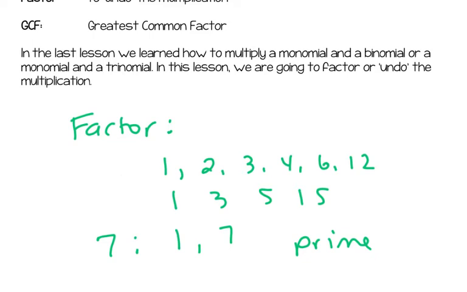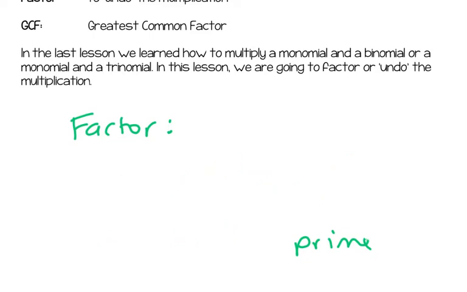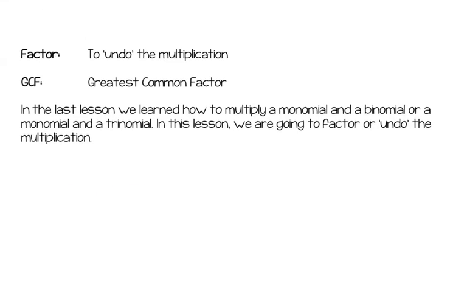And in algebra, we also start talking about factor as a verb. When we talk about factoring in algebra, we are talking about breaking down a product into its two parts. We have a product, and in this case it's going to be a polynomial, and we're going to find out what we multiply to get that polynomial. So we'll be working backwards from what we did before.